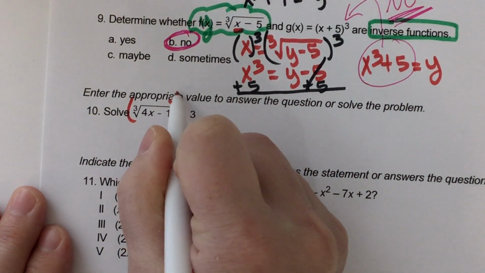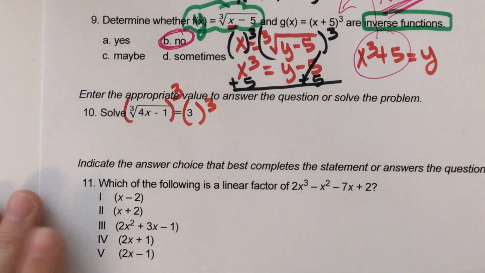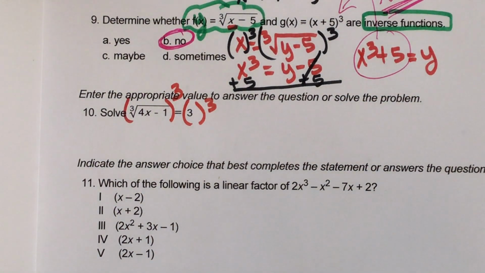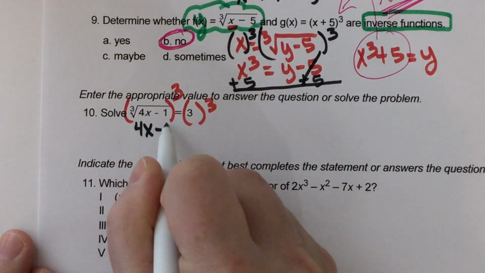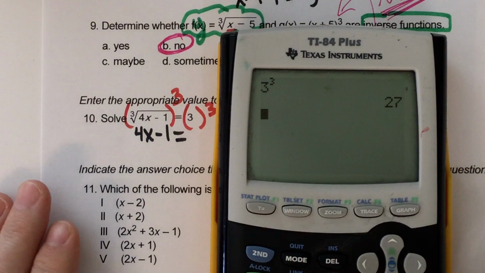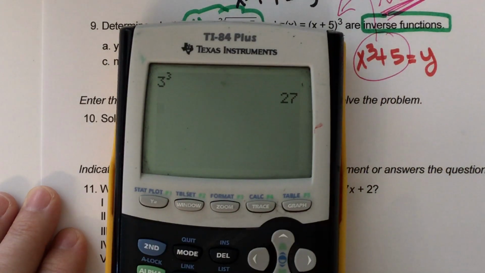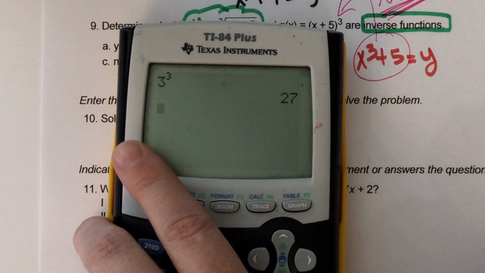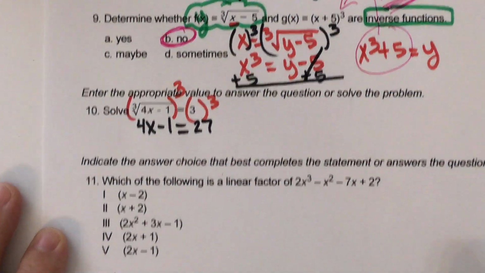To get rid of a cube root, you cube. And if you cube the left side, you cube the right side. On the left side, the cube and cube root cancel, leaving 4x minus 1. And on the right side, we have 3 cubed. 3 cubed is 3 times 3 times 3, which is 27. And then we just need to solve this for x.